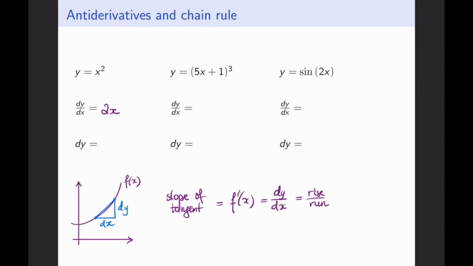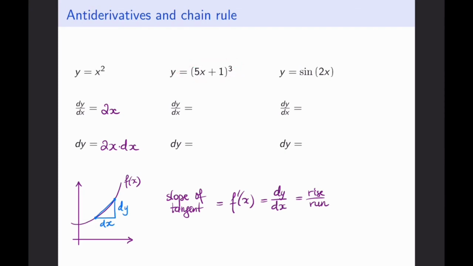But using this idea and thinking about this as a ratio, what I can do more or less is multiply both sides by dx and therefore have it moved to the right hand side. So in that scenario, dy, my change in y, is equal to 2x times the change in x. For any fixed value of x, we can then compute this dy. What happens if the function gets more complicated?